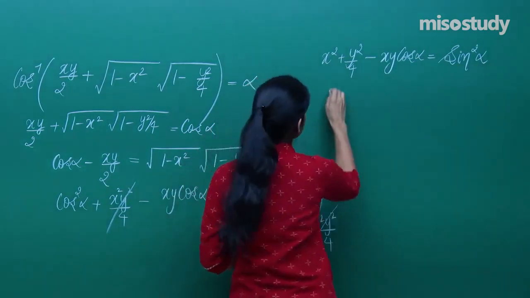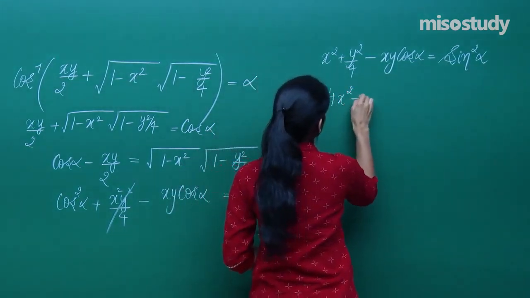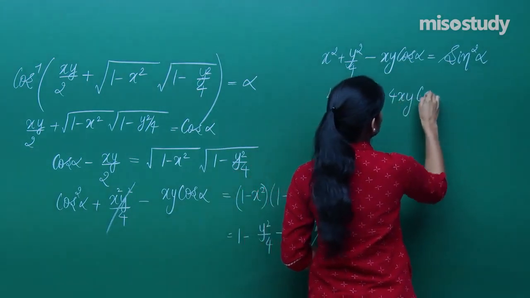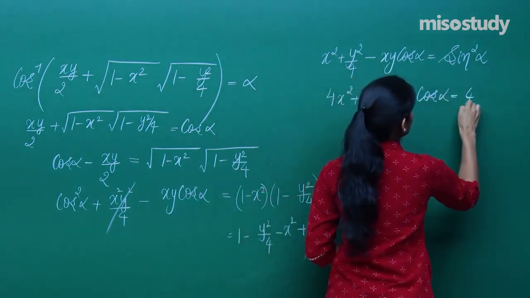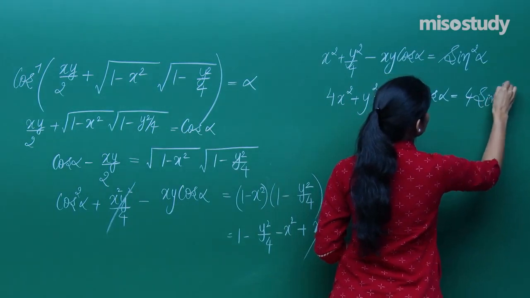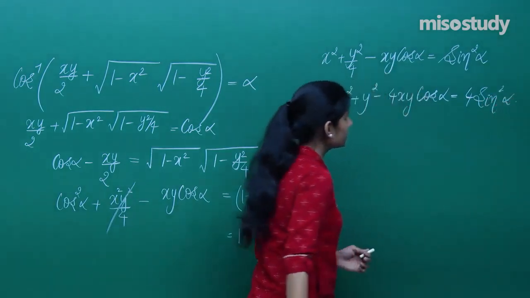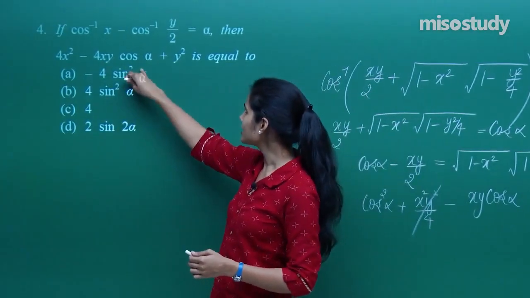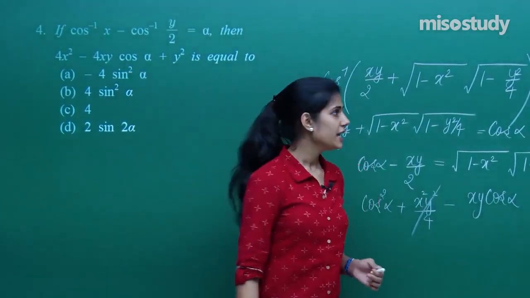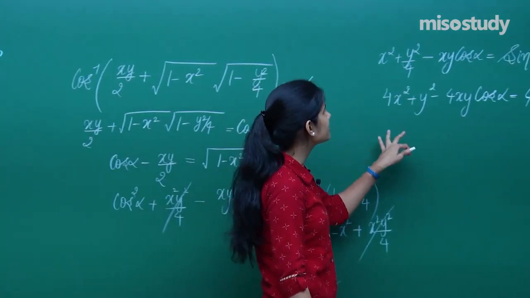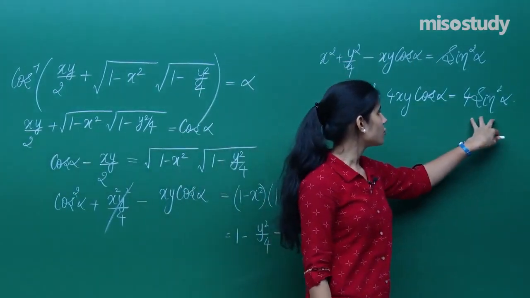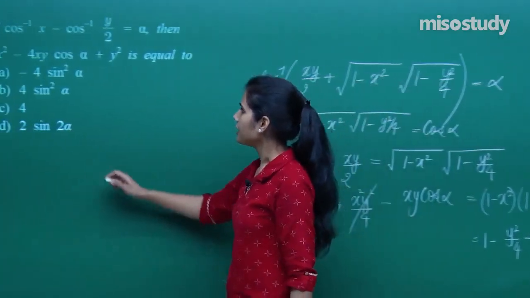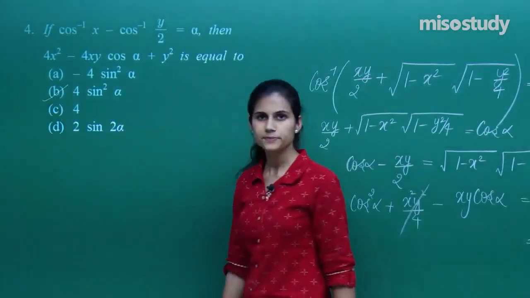Fine, if you take out the LCM, you get 4x square plus y square minus 4xy cos alpha is 4 sin square alpha. So the question was, what is 4x square minus 4xy cos alpha plus y square? And the answer is that this expression is actually equal to 4 sin square alpha. Clear? That is my solution.